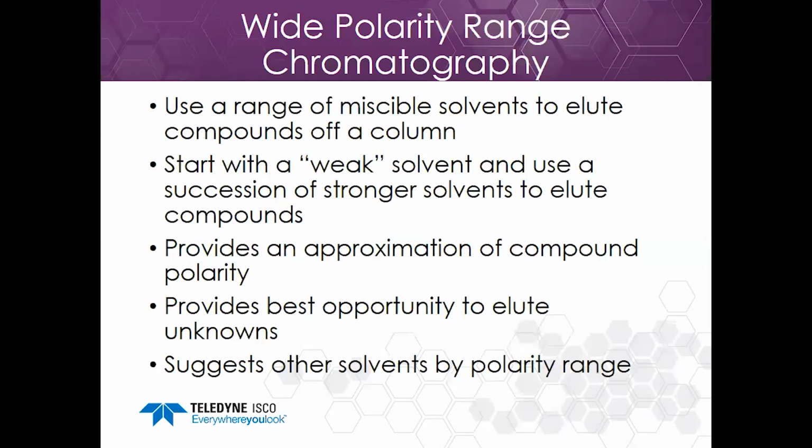I mentioned strong and weak solvent, and the strong solvent is the solvent that causes the compound to elute down the column. If I'm running hexane and ethyl acetate, ethyl acetate would be the strong solvent in normal phase. If I'm running reverse phase, running methanol and water and acetonitrile, the acetonitrile would be the strong solvent.